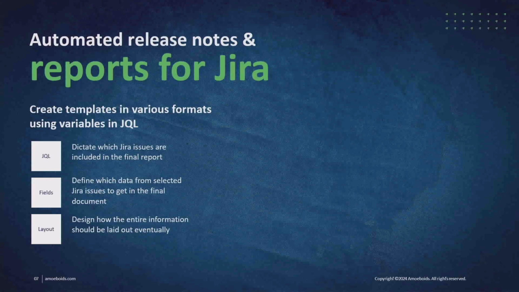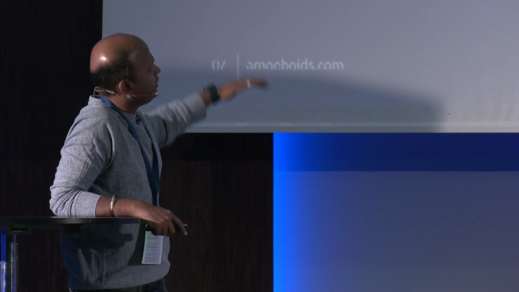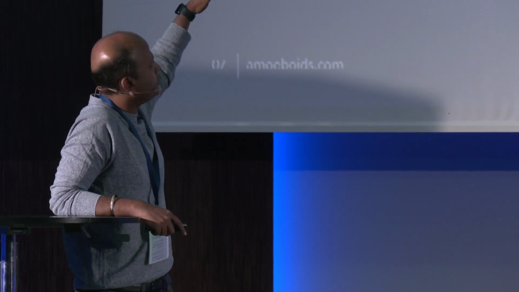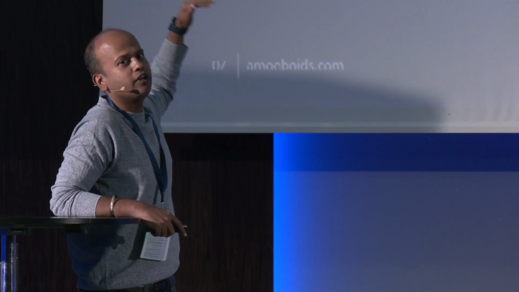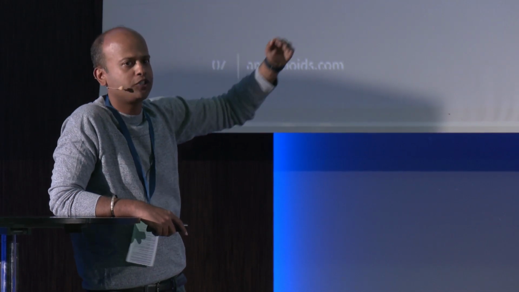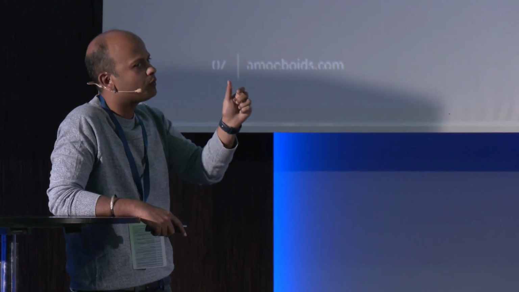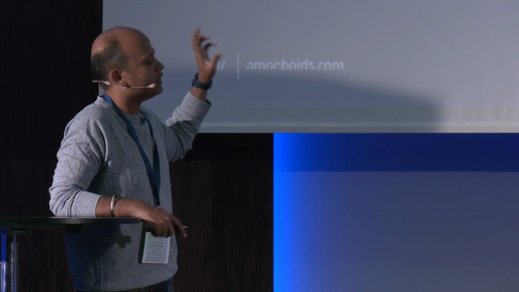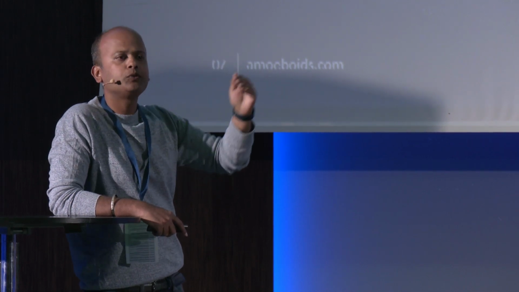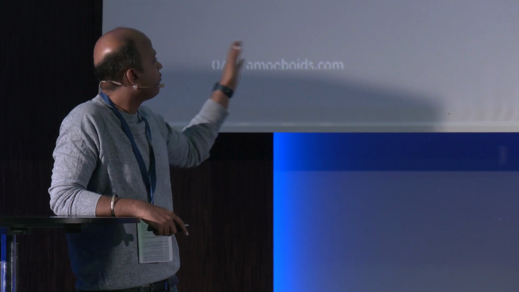So within the app, you will be able to define various templates that are essentially based on these three structures, these three elements. JQL to define what issues you want to bring in, a tweaked version of JQL, then definition of fields, what fields do you want to include, and then finally, the layout, the design.